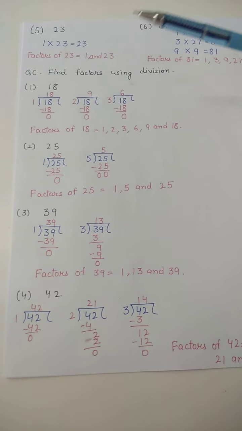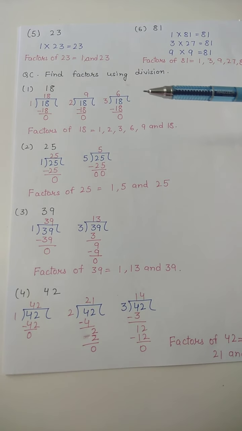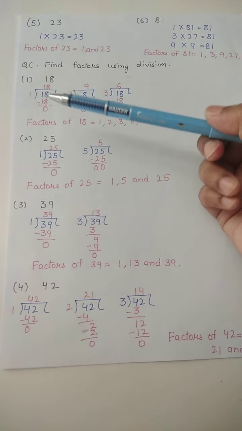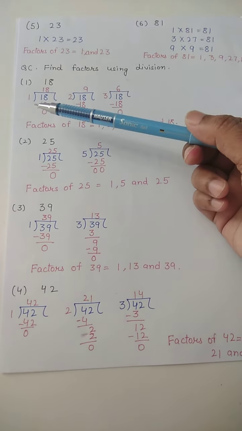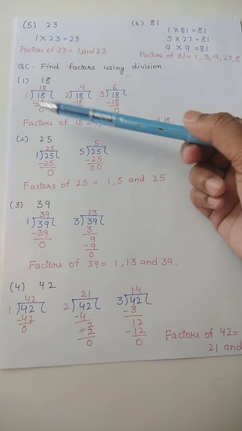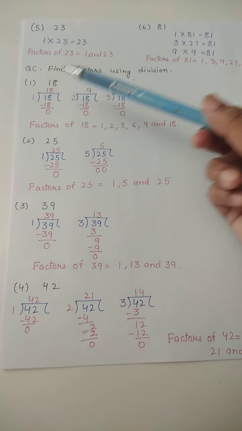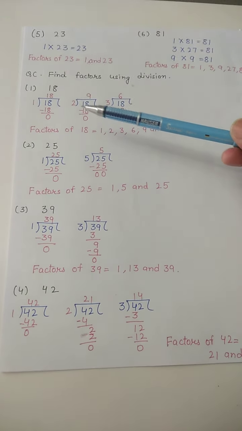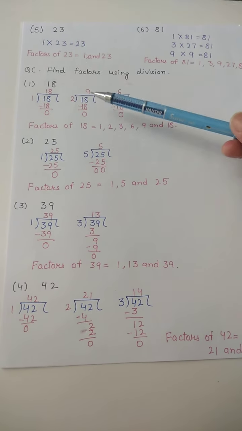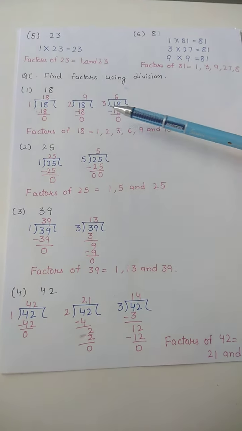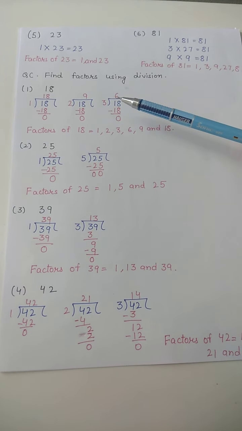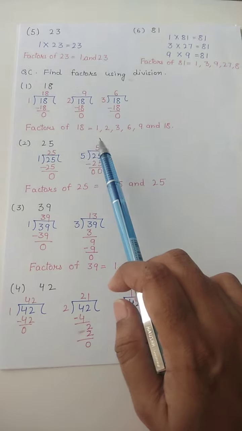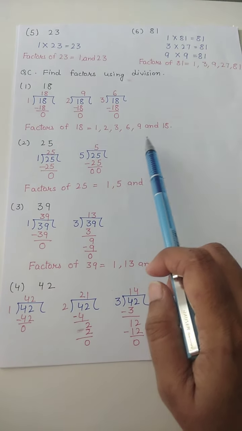Here we have to find the factors using the division method. We have to do division only. So always start with 1. So 1 eighteen is 18 only. So 1 and 18 both are factors. Now come to 2. 2 nines are 18. So the remainder is coming 0. So 2 and 9 both are the factors of 18. Then 3 sixes are 18. It means 3 and 6 both are the factors of 18. So factors of 18 are 1, 2, 3, 6, 9 and 18.